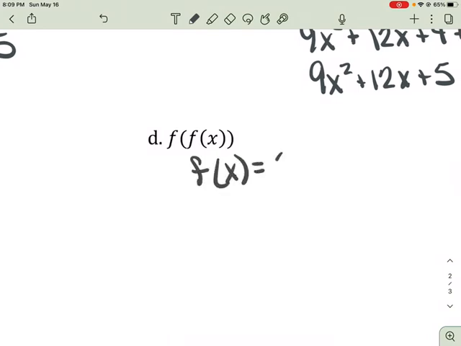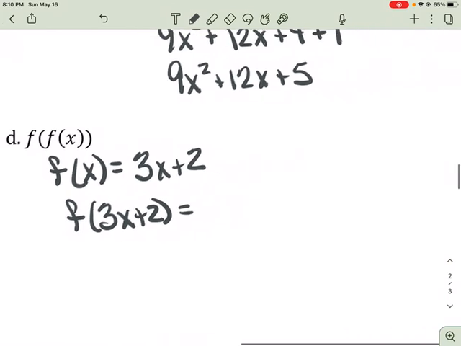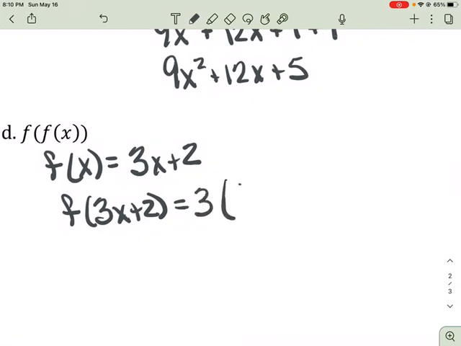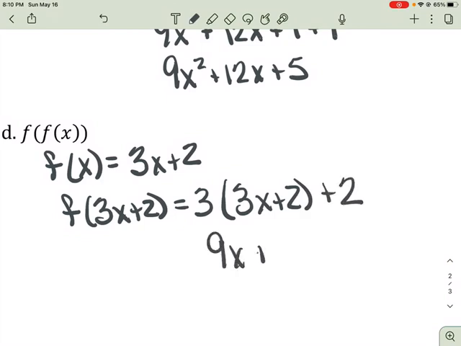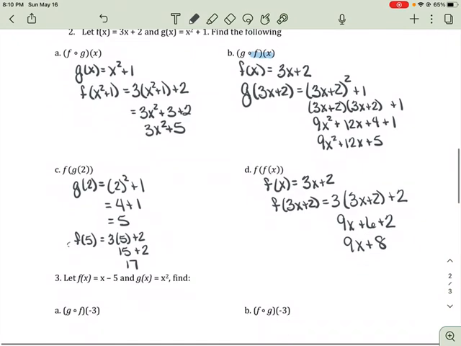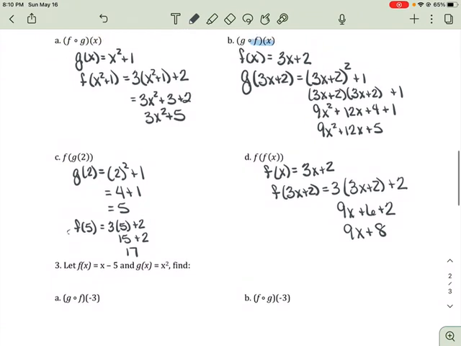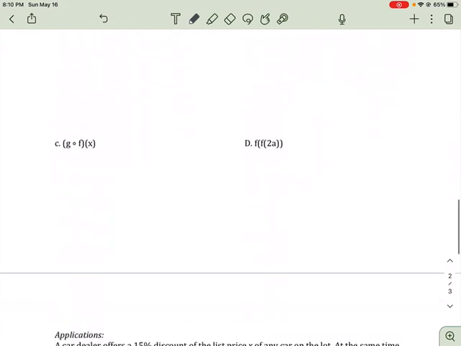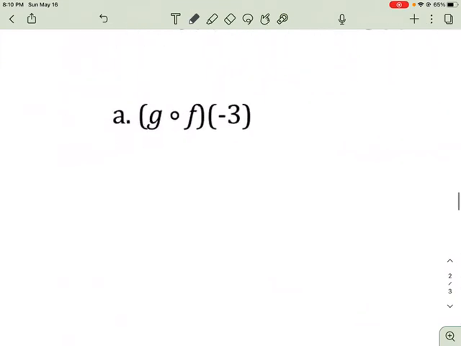f of x is 3x plus 2. So f of 3x plus 2 is 3x plus 2 plus 2. So that's 9x plus 6 plus 2, or 9x plus 8. Okay, all right. Let's try one more, okay?